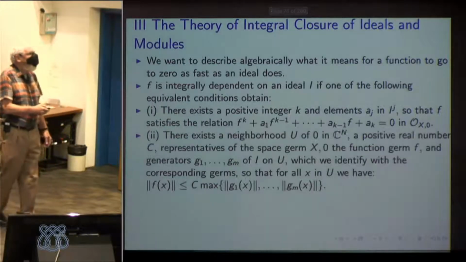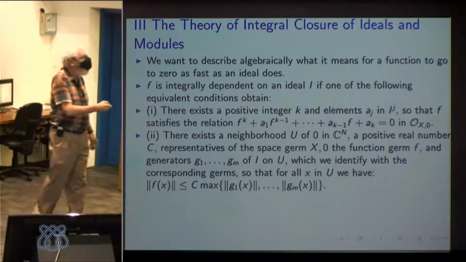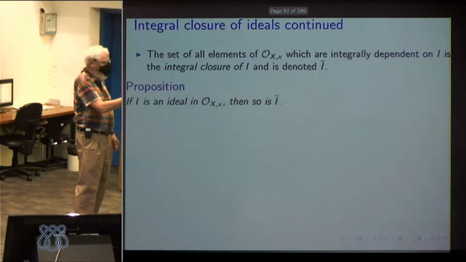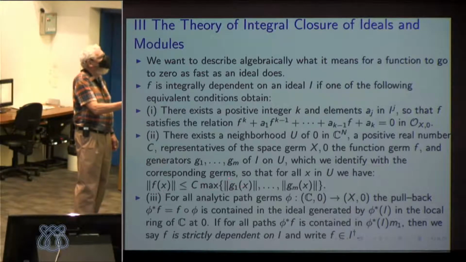All right, the second one is the analytic condition. This is what we want. This says that an element is less than or equal to the generators of an ideal times a constant, if and only if it's contained in the integral closure of the ideal these generate.